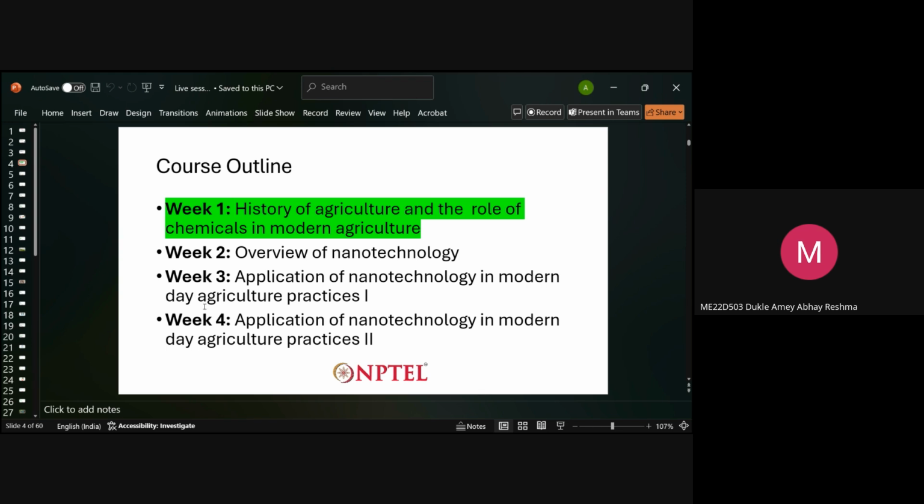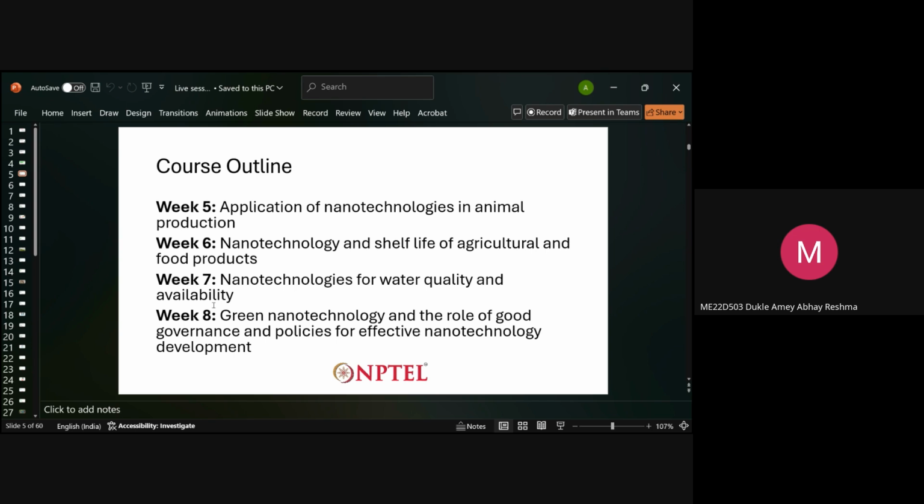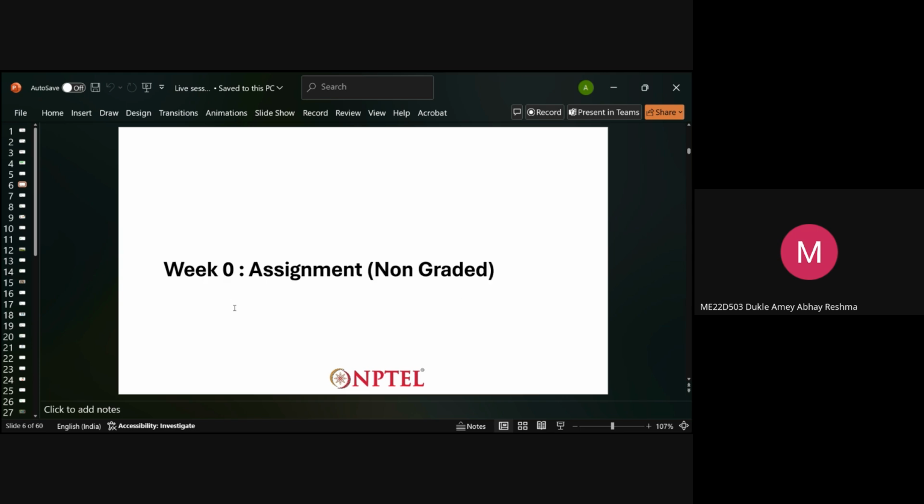Next week we'll be moving towards an overview of nanotechnology, and its applications in different fields like water quality and availability, green nanotechnology and all the other things. So this week we can expect something very simple. With that, we'll start with assignment zero, that is the previous year's non-graded assignment.